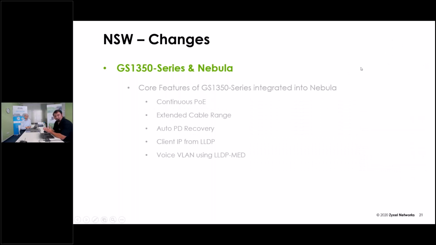Some of the further core features of the GS1350 series consist of continuous PoE, meaning that if you do a warm reboot, then the PoE still is applied to the devices, which can be very important if you have surveillance surroundings. So if you have surveillance cameras which are recording permanently, then that's a good feature. Extended cable range, meaning that you can, under certain circumstances, extend the range above 100 meters, which is the normal standard for the latest Ethernet standards. Then we have the auto PD recovery as well, client IP from LLDP, and voice VLAN using LLDP MED.